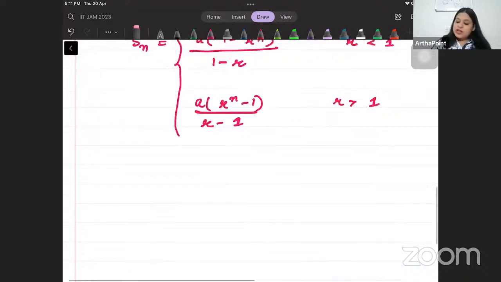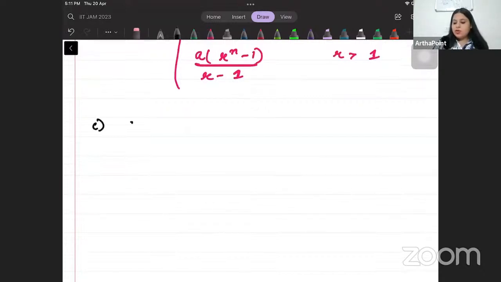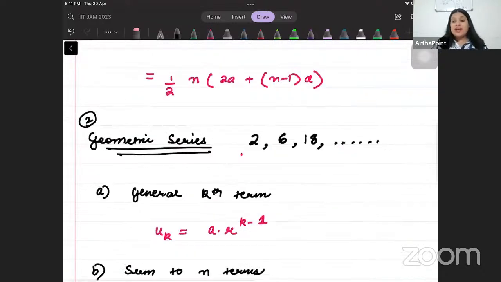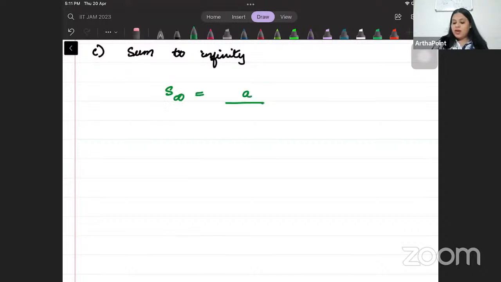Okay, beta. The next thing that is important here is your sum to infinity. If my GP goes till infinity and I ask you for the sum of this series, then the sum to infinity, S infinity, can be written as A upon 1 minus R, where R is between minus 1 and 1. This is how you can find the sum of an infinite series. Is this clear? Okay, then.